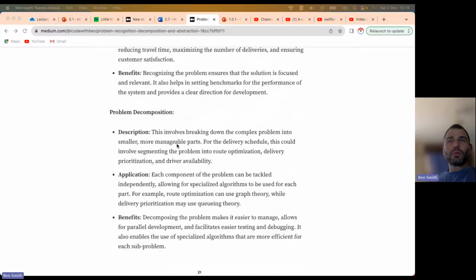So why would we want to decompose that problem? Because if you break things down into smaller, more manageable parts, then it's easier to solve. Not only is it easier to solve them, it's easier for developers to pick up those issues and work on them and say whether or not they've successfully done them.